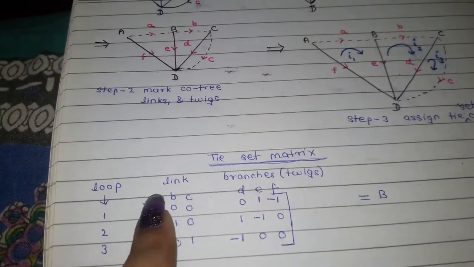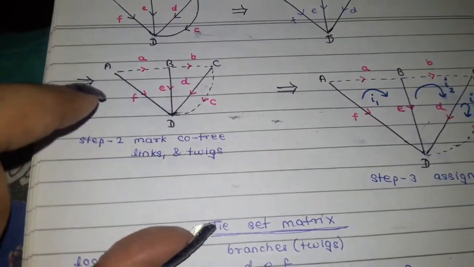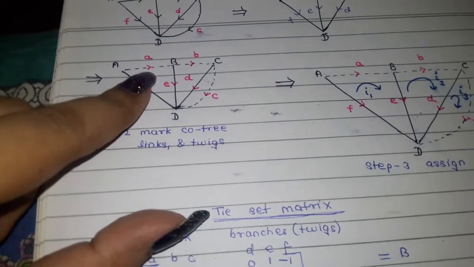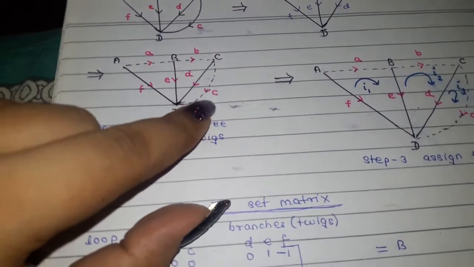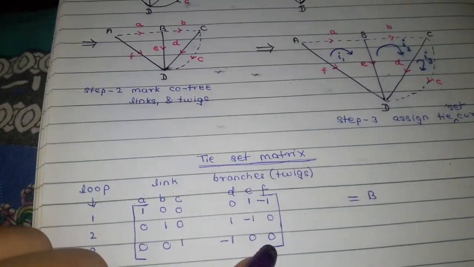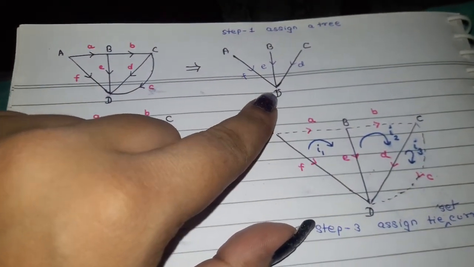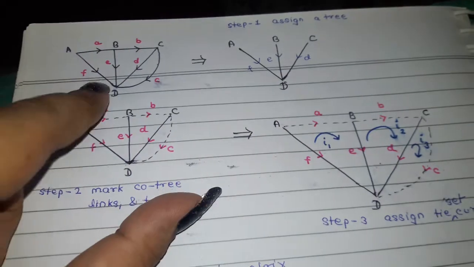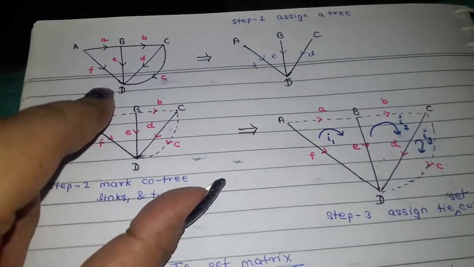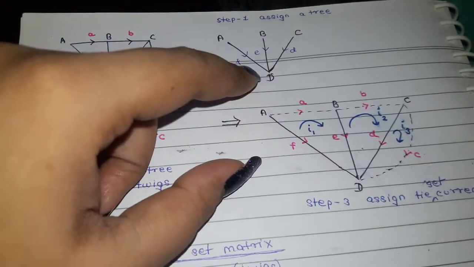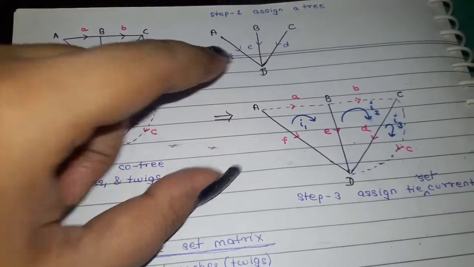Here you can see A, B, C are the links. Branches of a co-tree are called links. So this dotted line is a co-tree, and this is the link. A, B and C are the links, and D, E, F are the tree. A tree is that structure in which all the nodes are connected by the least number of lines without forming any loop. You can go to part 1 if you want to know what tree, links, etc. are.